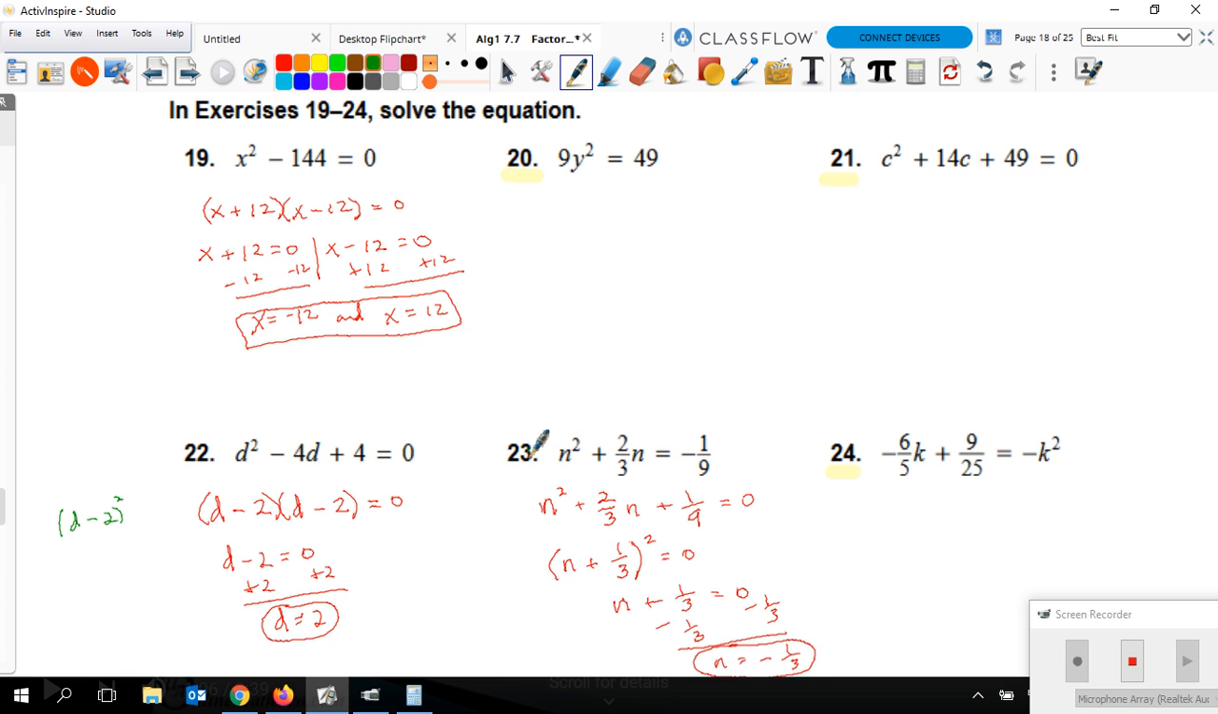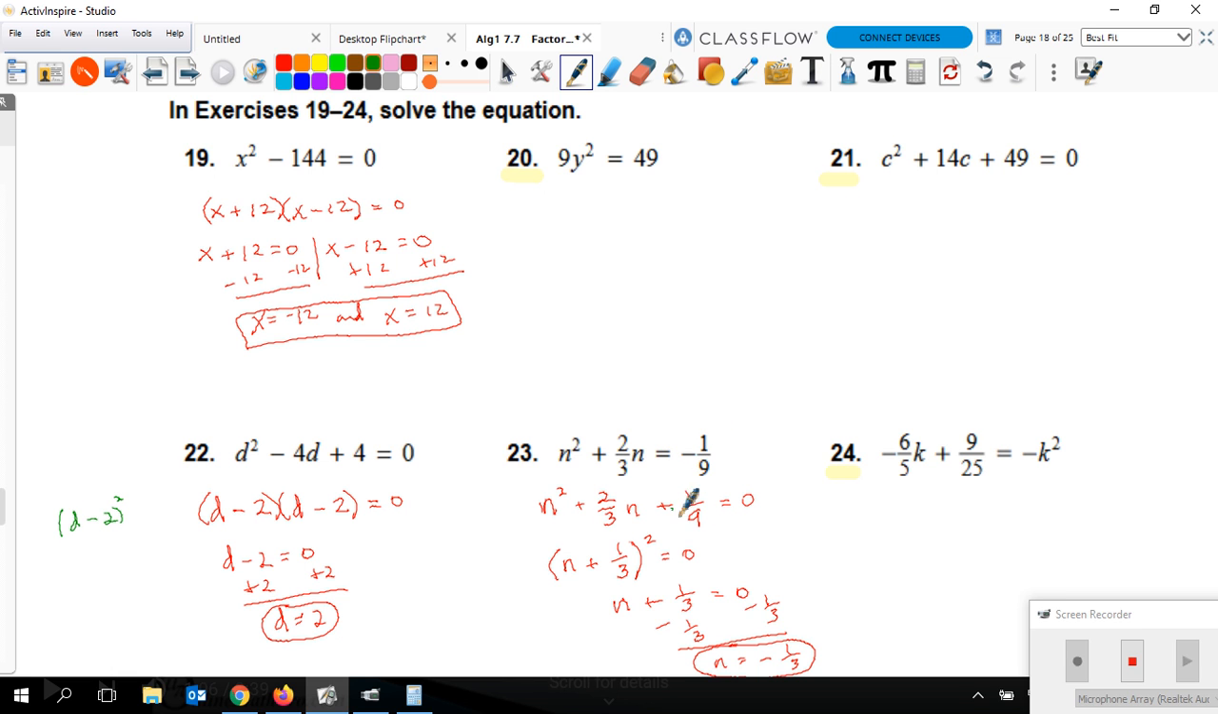For number 23, this one's got some fractions in it. And so I might show you how to do these without fractions. We can do it a different way here in a second. But you can see n squared, you have 2/3 n and a 1/9. I have to get this equal to 0. I'm going to add 1/9 to both sides. So now it's equal to 0 here.